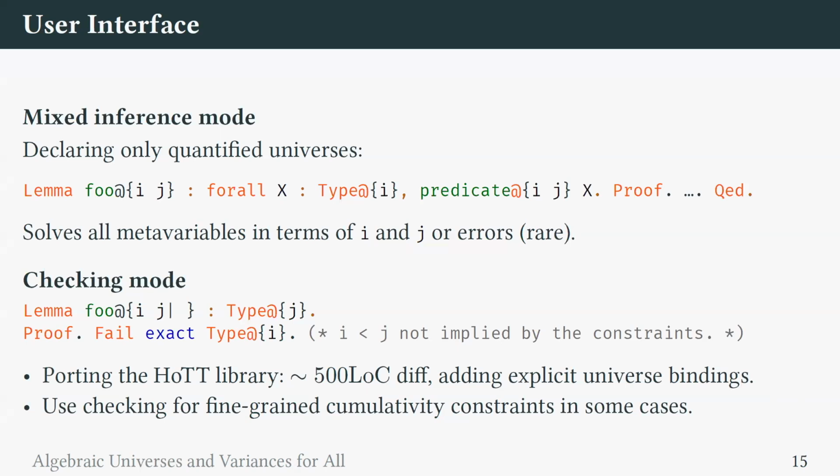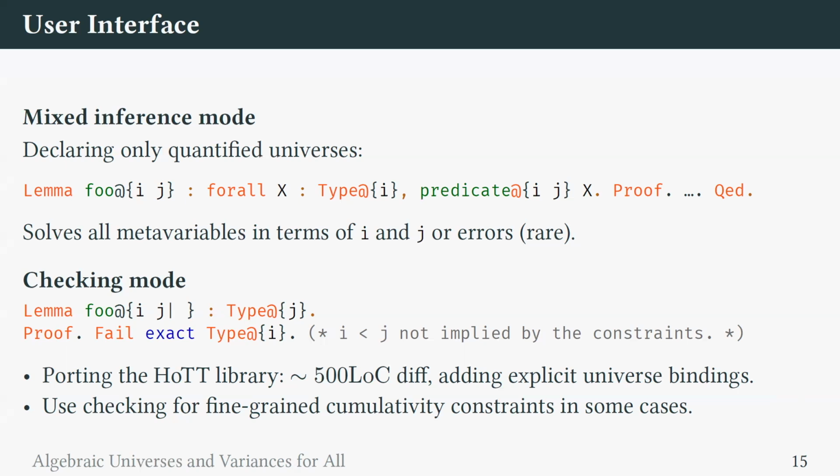And at the end of a proof, we try to solve all the meta variables in terms of the universes that you have found. In practice, what I have seen when developing or porting the HoTT library is that indeed it's pretty rare that the simplification is not able to simplify in terms of the universes you have got. And there's also a full checking mode where you can say precisely what constraints should hold on the bound universes. And Coq will check, each time you apply a tactic or do a unification or type checking, that indeed you are not relying on any extra constraints than the ones that you have declared.